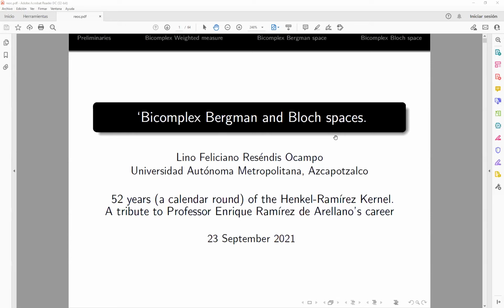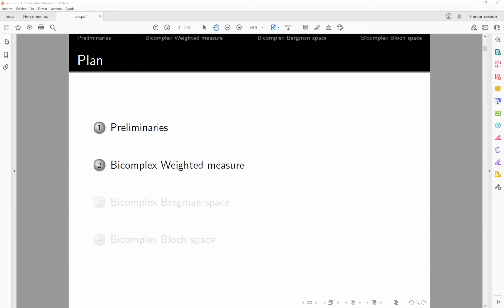The title of my talk is Bicomplex Bergman and Bloch Spaces. The plan is, first, I will give some preliminaries. After that we will introduce the bicomplex weighted measure, then the bicomplex Bergman space, and if we have time, we will mention some facts about the bicomplex Bloch space and its relation with the bicomplex Bergman space, more in particular with the Bergman projection.